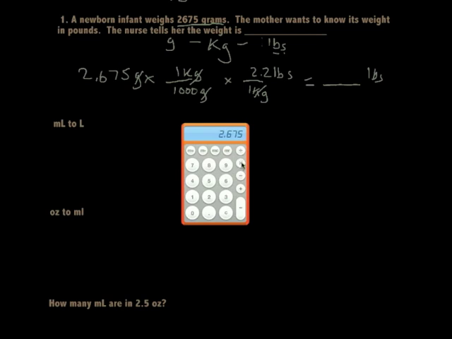2,675 times 1 divided by 1,000 times 2.2 divided by 1. All right, so I'm left with 5.885 pounds. Now this is a weight, so we know on weights we go out to the thousandth place, which is where the 5 is at, and we round to the hundredths place, which is where the second 8 is. The thousandth place is 5 or greater, so I'm going to round this 8 up to a 9 and it will be 5.89 pounds.